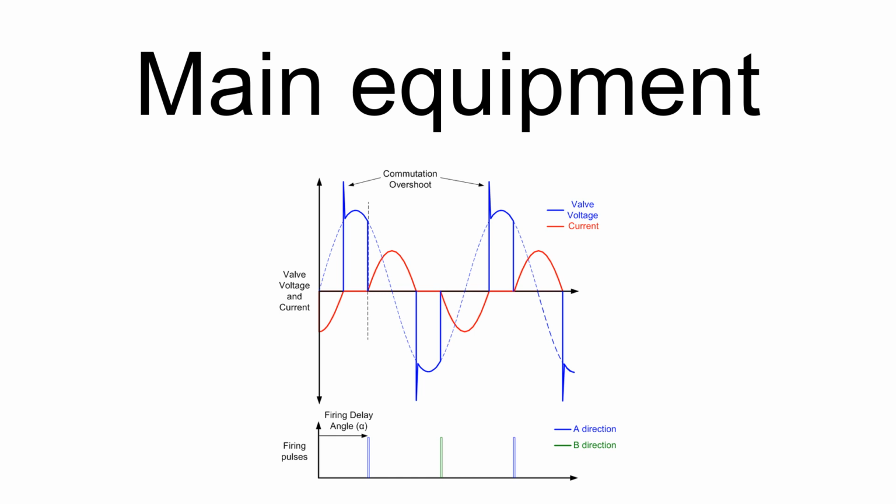A TCR comprises two main items of equipment: the reactor itself, which is usually air-cored, although iron-cored reactors are possible, and the thyristor valve. Depending on the system voltage, an intermediate power transformer may be required to step up from the voltage handled by the thyristors to the transmission system voltage.